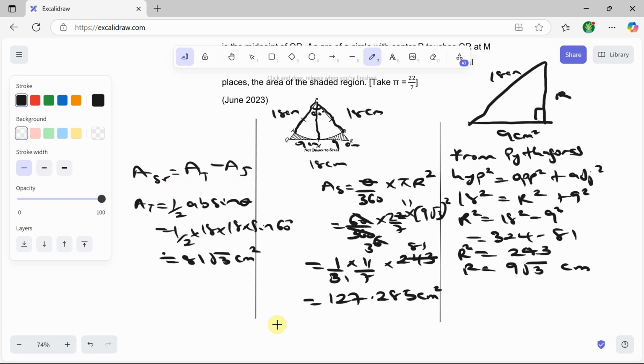So we have the area of the triangle and the area of the sector. So we can find the area of the shaded region to just be 81. So instead of saying 81 root 3, let me now get the value.